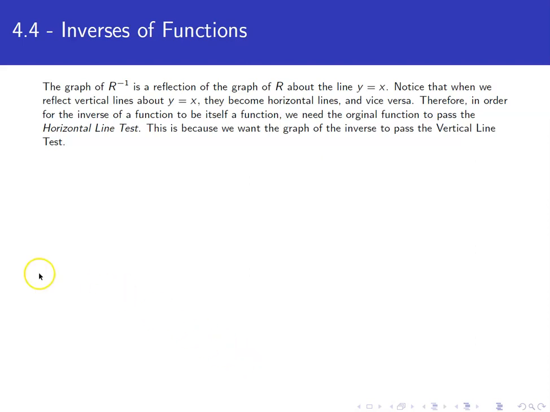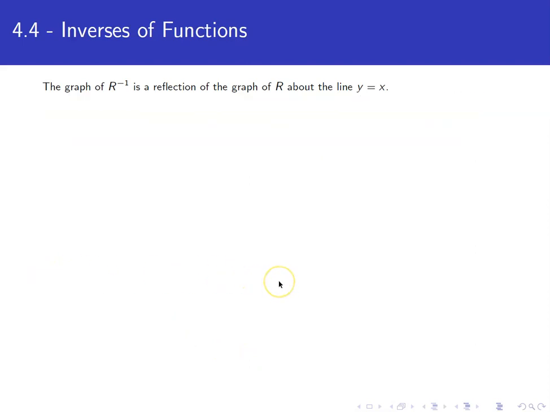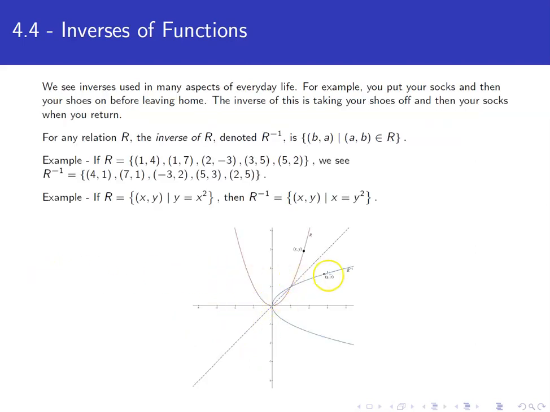Because if we think about a horizontal line going across, think of a horizontal line going across here, it intersects 2 points. In the inverse relation, a vertical line is also going to intersect in 2 points. So that's exactly what we call the horizontal line test. I know I just mentioned those words a second ago.